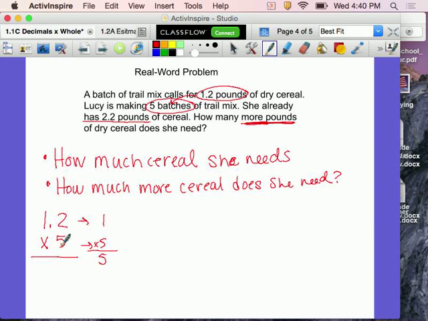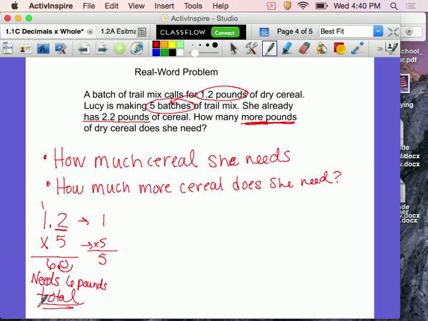So let's see, 5 times 2. Now I'm going to go ahead and do the math. 5 times 2 is 10. 5 times 1 is 5. Carry the 1. So that's 6. And I need to move it 1 decimal place. So she needs 6. And I'm going to label that because the more you label, the less you get lost. She needs 6 pounds total.